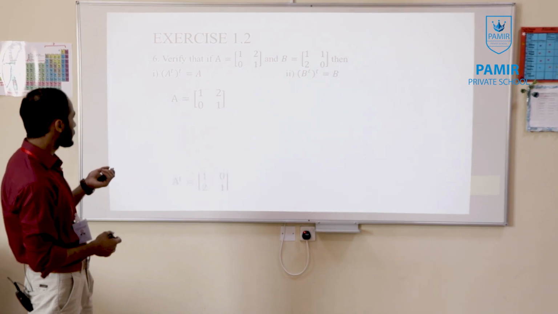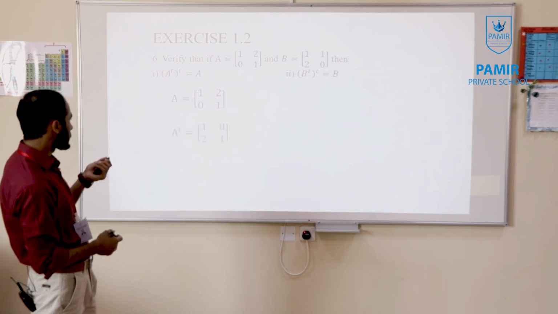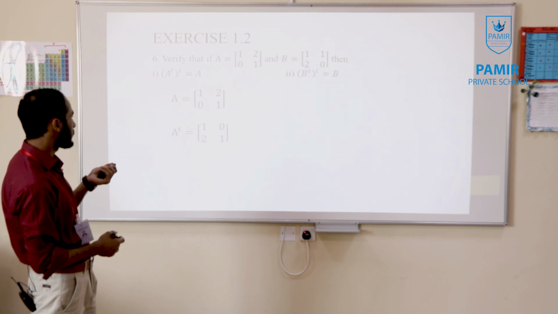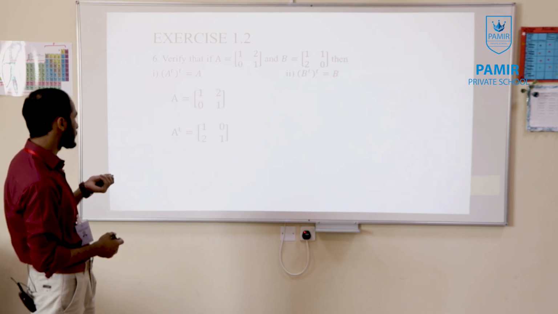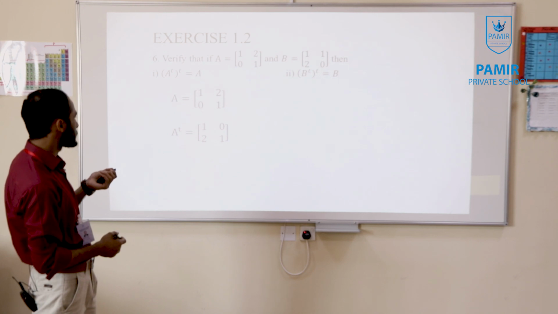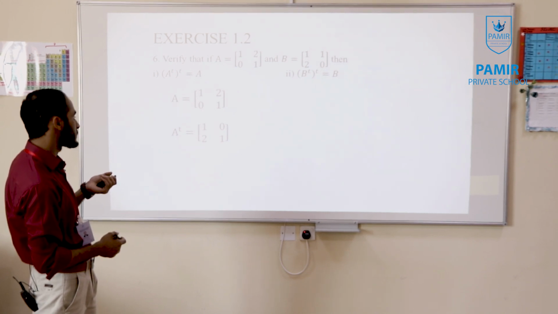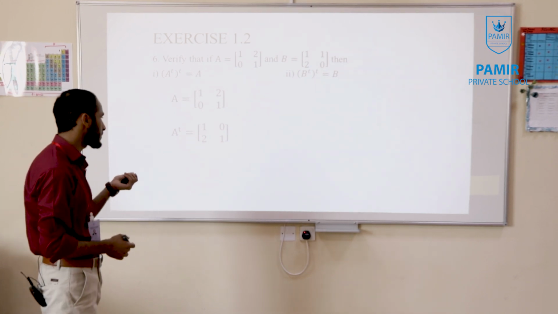So first we will have to take the transpose. The entire rows 1 and 2 we will change into columns, and the second row we will change into a column as well. So first we get the transpose of the matrix.